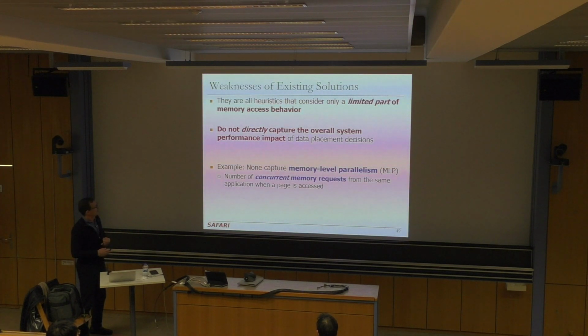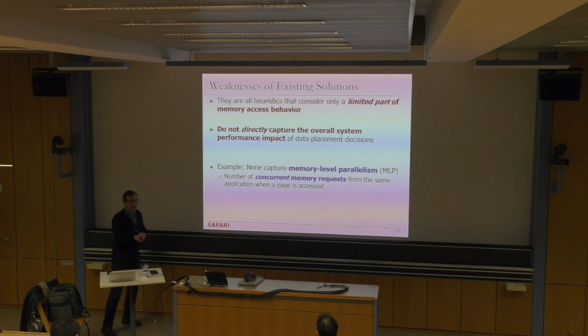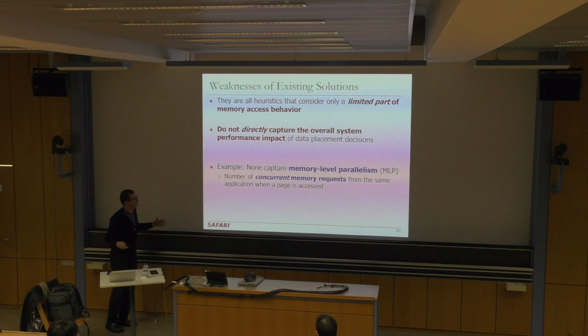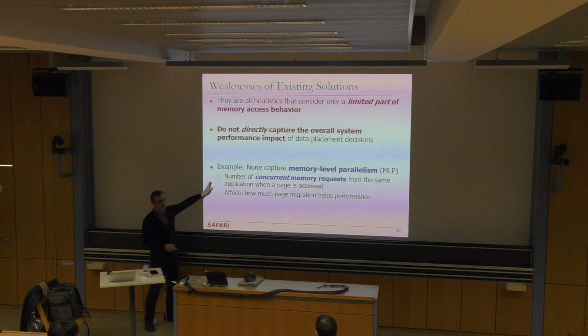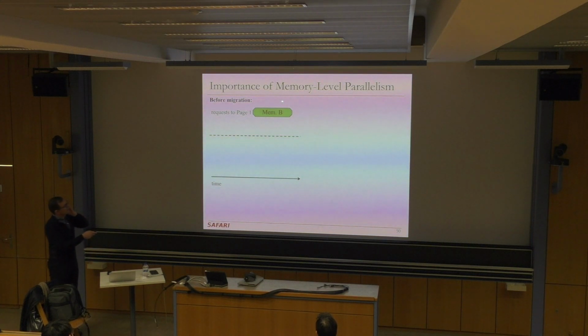Okay. Essentially, I think one example of what to include in this performance model is memory level parallelism. We discussed this before, but if you have concurrent memory requests from the same application, and when a page is accessed, that increases your memory level parallelism. And it affects how much page migration helps perform. So I'm going to give you an example. It's very similar to parallelism over batch scheduling at a very different level. So basically, let's say you have this memory B, and you have this memory A. Memory A is faster than memory B.